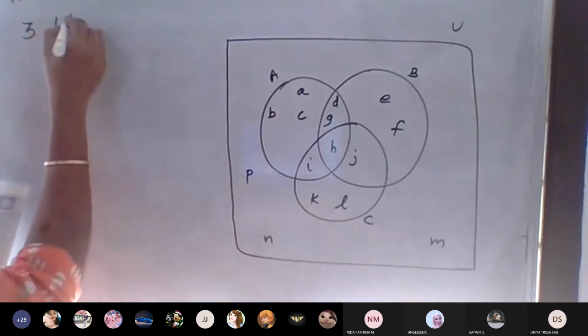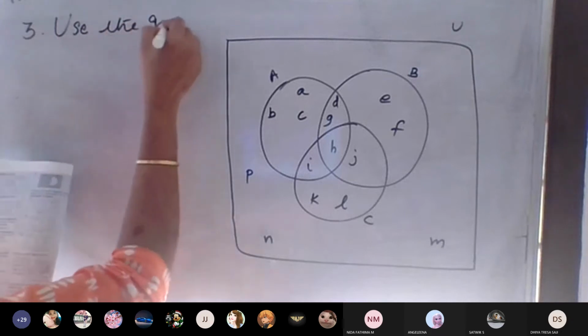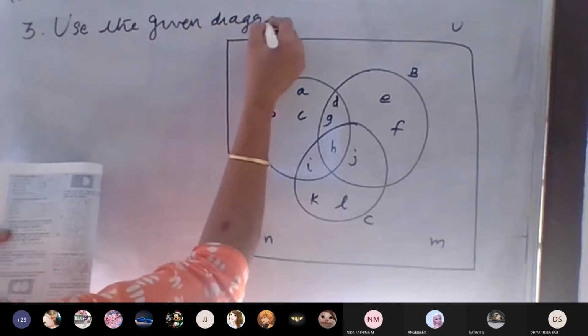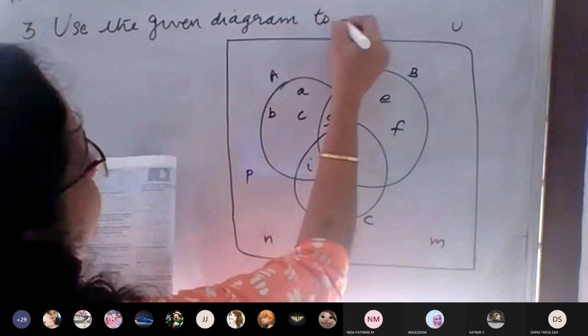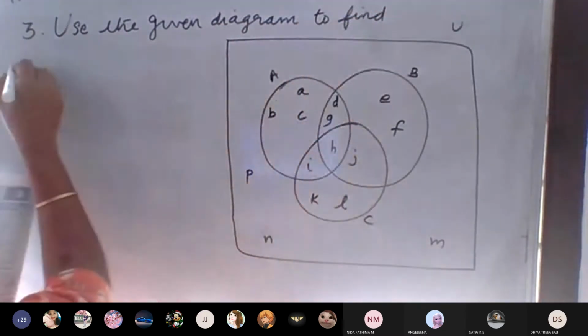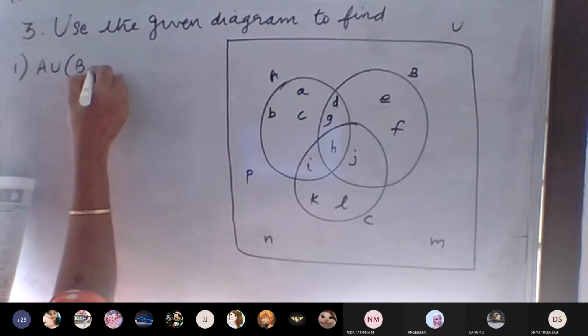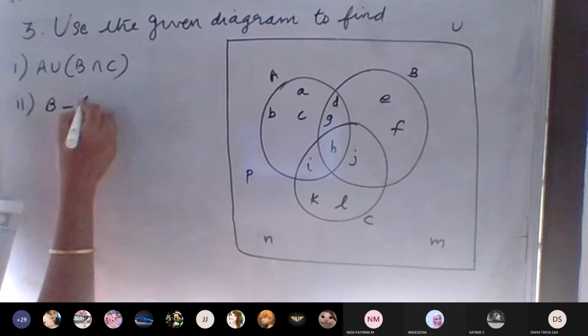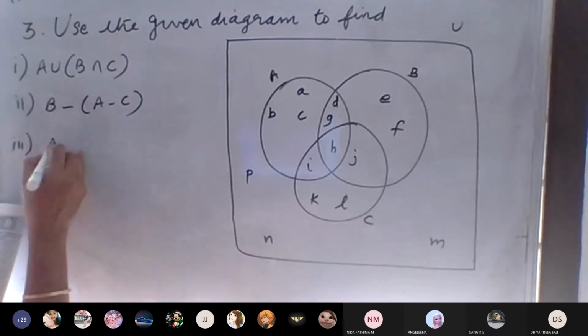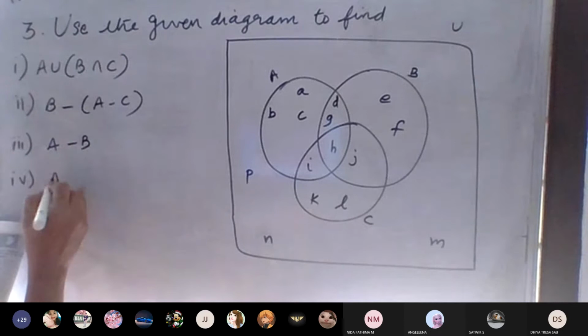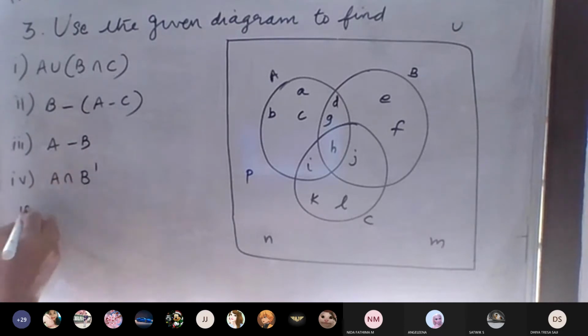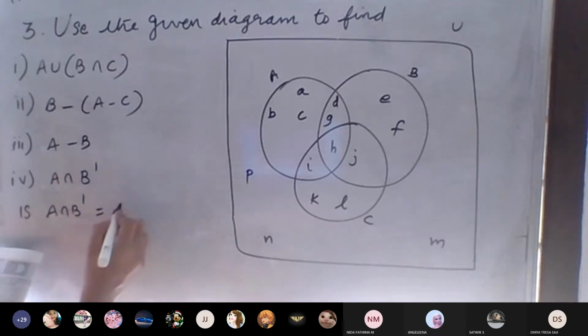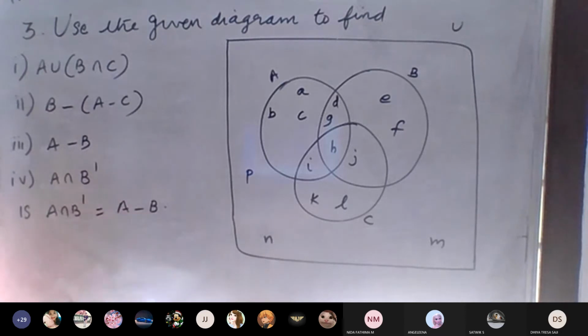Okay. Use the given diagram to find: first one, A union B intersection C. Second one, B minus A minus C. Third one, A minus B. Fourth one, A intersection B complement. Then, is A intersection B complement equal to A minus B? For finding all these, we have to find the universal set and sets A, B, and C separately.